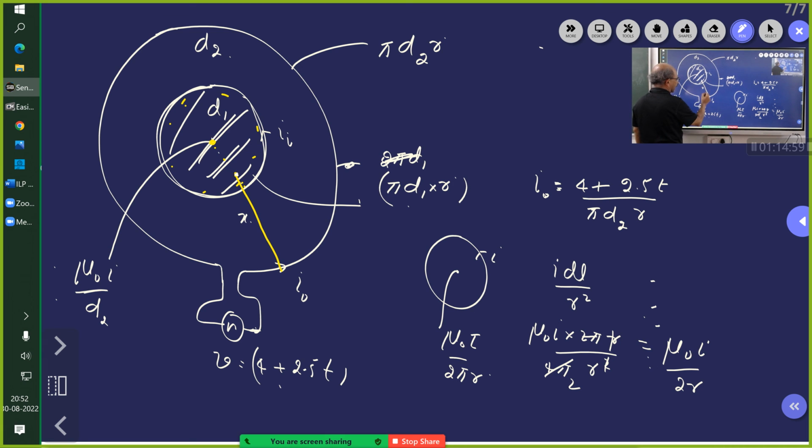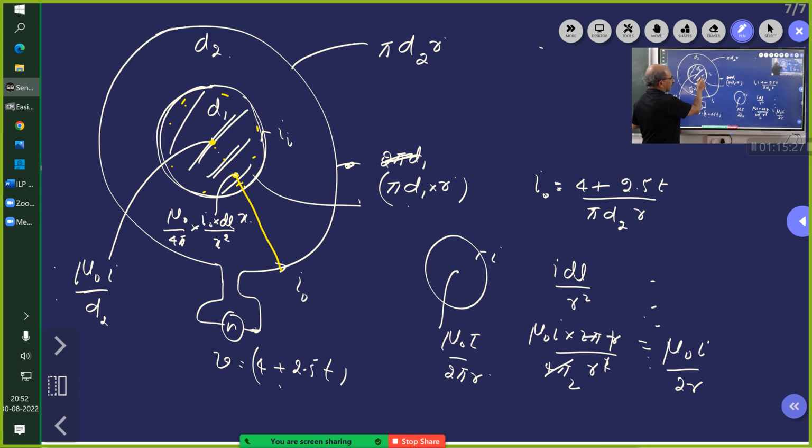So at some arbitrary distance x from this, what will be the magnetic field at this point? Magnetic field at this arbitrary distance x: mu naught by 4 pi, I naught into dl by x square. Correct now? Yes, sir. So that will be the magnetic field at this point.